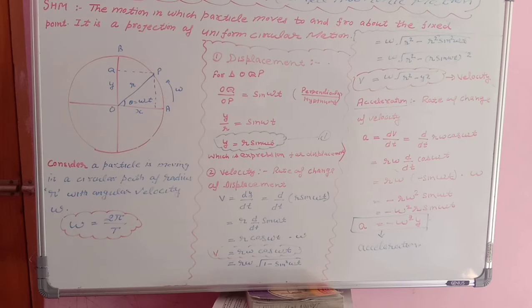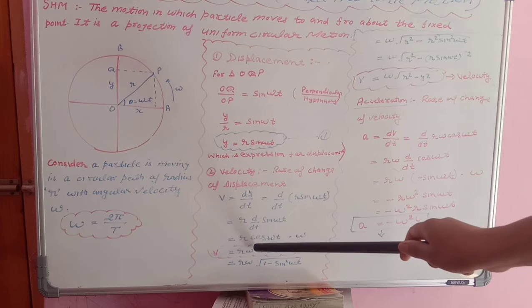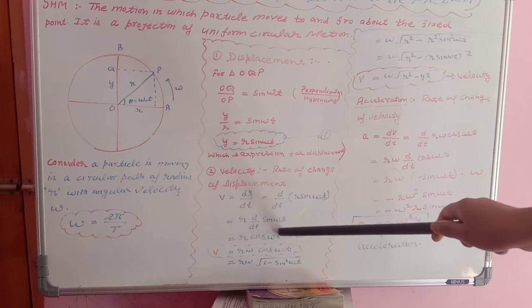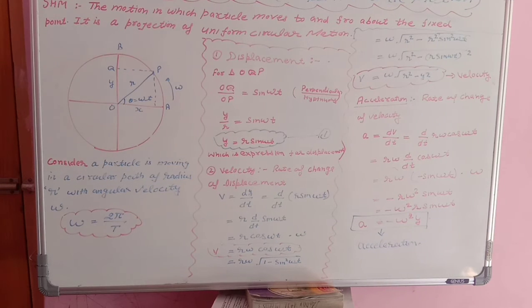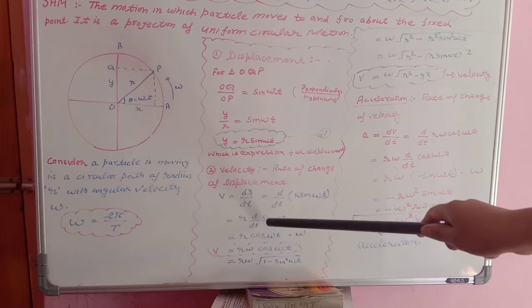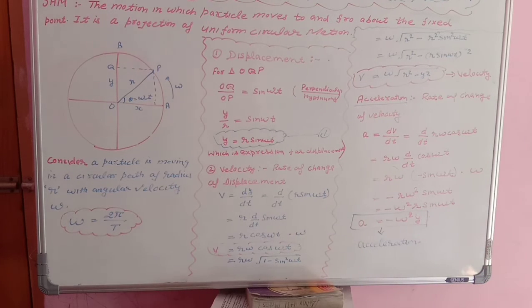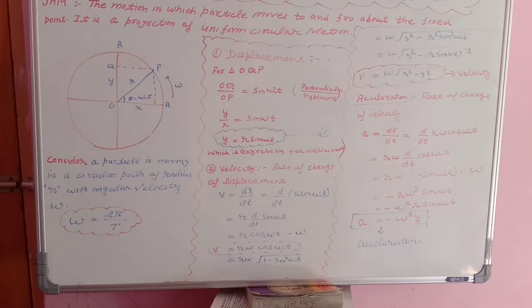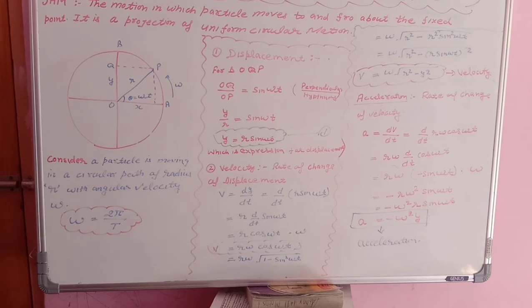r I have taken outside. Differentiation of sin omega t is cos omega t dot. Again omega t is a function of time, so differentiation of omega t is omega. So dear students, keep in mind that differentiation of sin omega t is cos omega t dot omega. Dot means multiply, so this omega will come in front and we get one expression for velocity, that is r omega cos omega t.